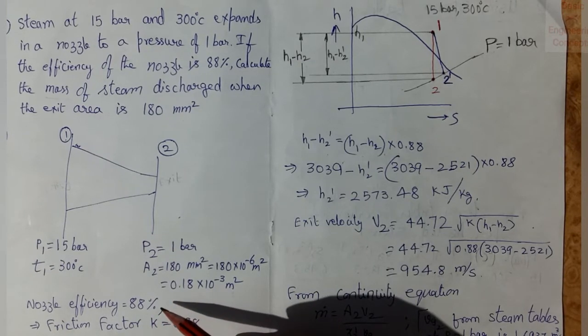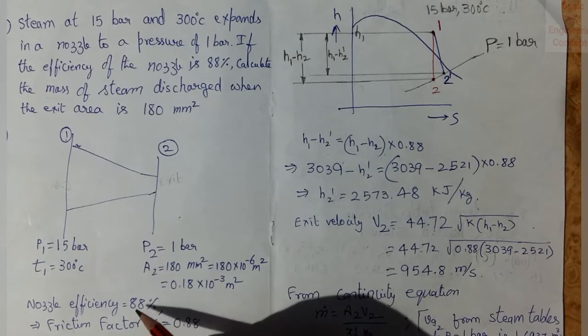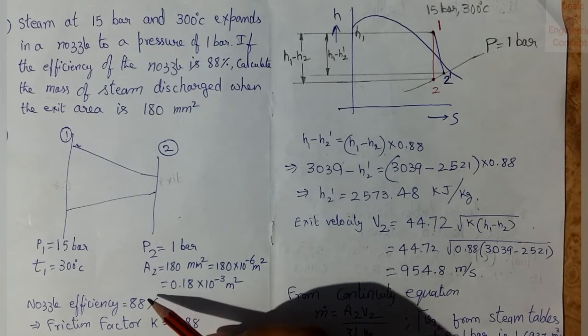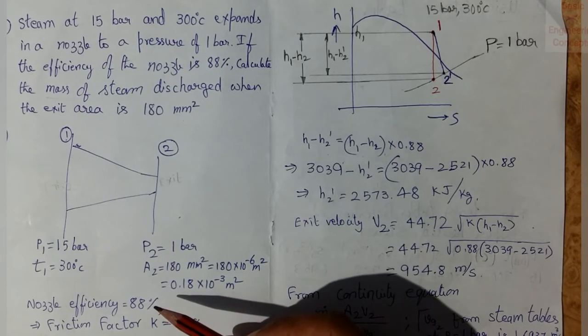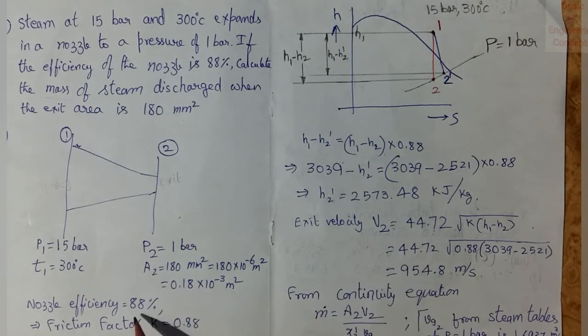So what does it mean? If efficiency is 100%, then we call that process an isentropic process. But because efficiency is 88%, it is not an isentropic process. So efficiency 88% means that friction factor K is 0.88. So friction factor K is equal to nozzle efficiency divided by 100. So it is 0.88.